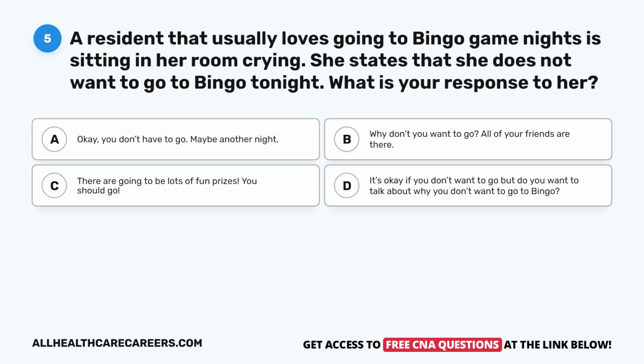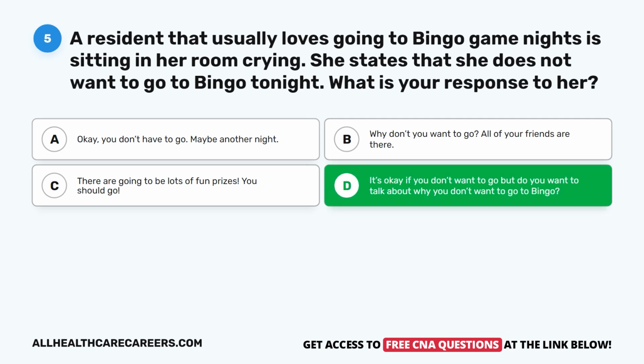Question 5. A resident that usually loves going to bingo game nights is sitting in her room crying. She states that she does not want to go to bingo tonight. What is your response to her? A. Okay, you don't have to go. Maybe another night. B. Why don't you want to go? All of your friends are there. C. There are going to be lots of fun prizes. You should go. D. It's okay if you don't want to go, but do you want to talk about why you don't want to go to bingo?